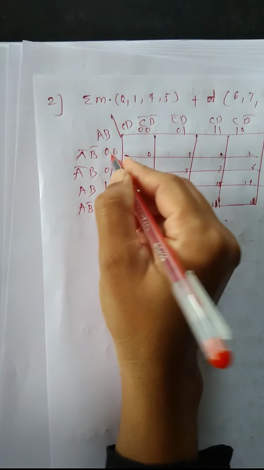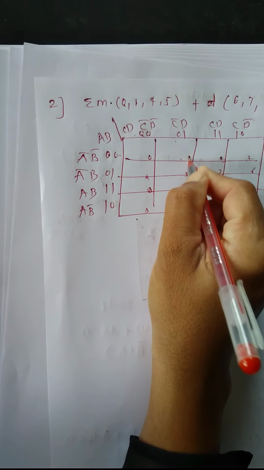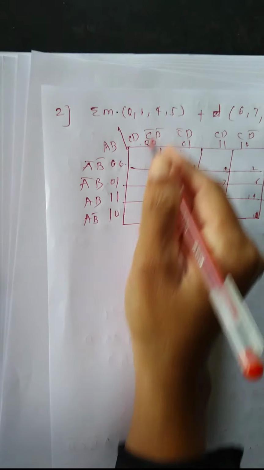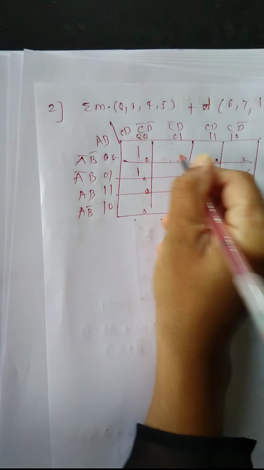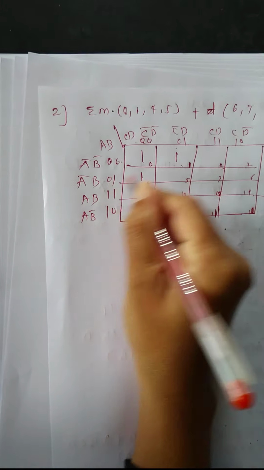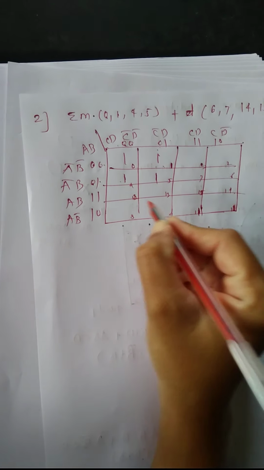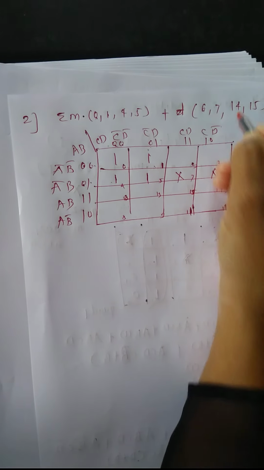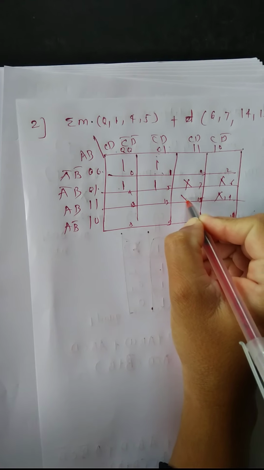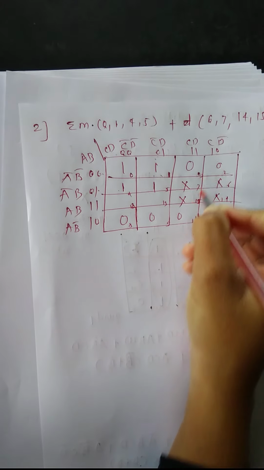You have to enter directly the min terms. 0 means 0 0 0 0, this is m0. 1 means 0 0 0 1, that is the min term position box here, that logic 1. 4 means 0 1 0 0, so here put logic 1. And 5 means 0 1 0 1, so we have to put 1 here. And for this don't care, you have to enter the logic 1. 6, 7 and 14 here. The remaining boxes you have to enter 0.